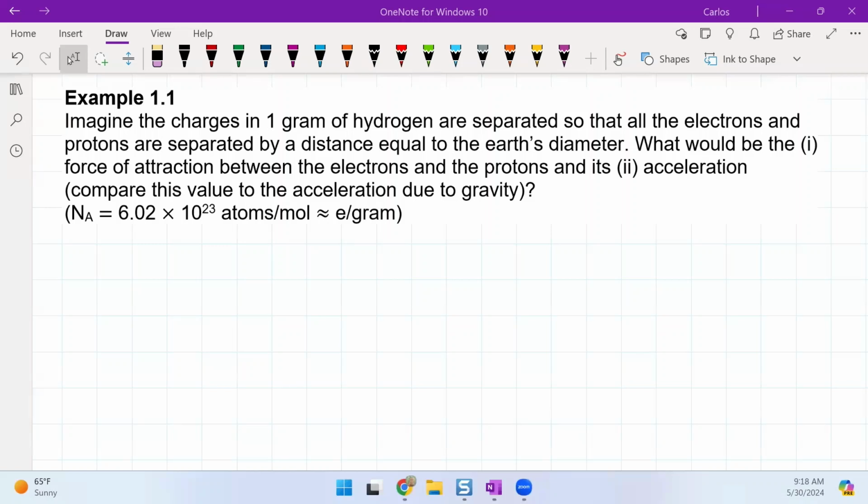Example 1.1. Imagine the charges in 1 gram of hydrogen are separated so that all the electrons and protons are separated by a distance equal to the Earth's diameter. What would be the force of attraction between the electrons and protons and its acceleration? Compare this value to the acceleration due to gravity.